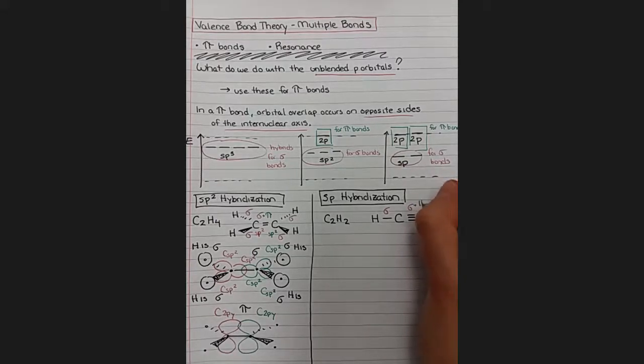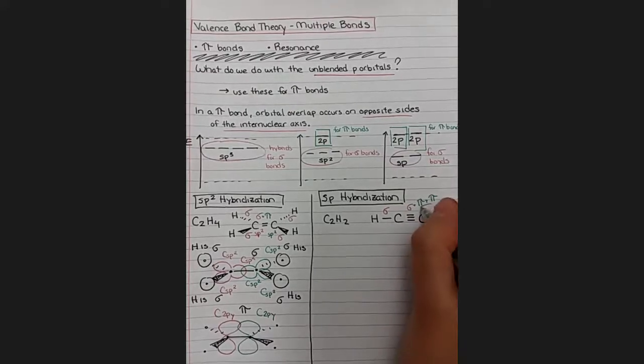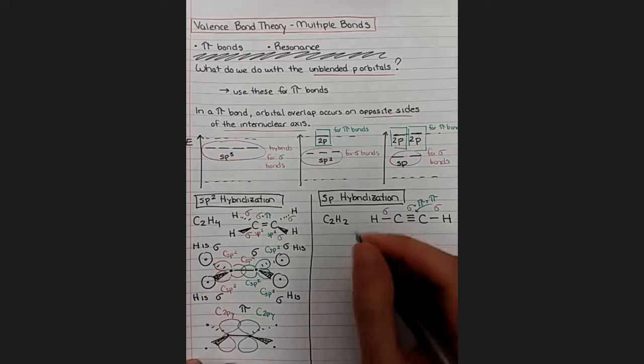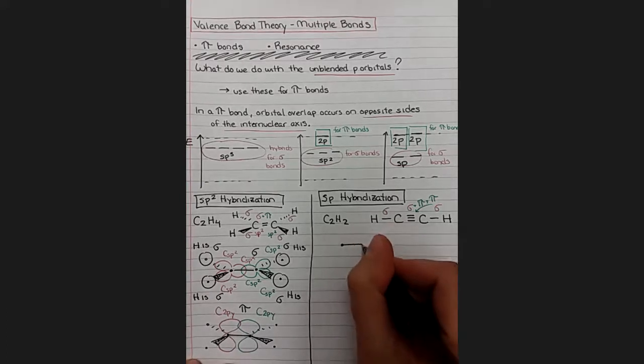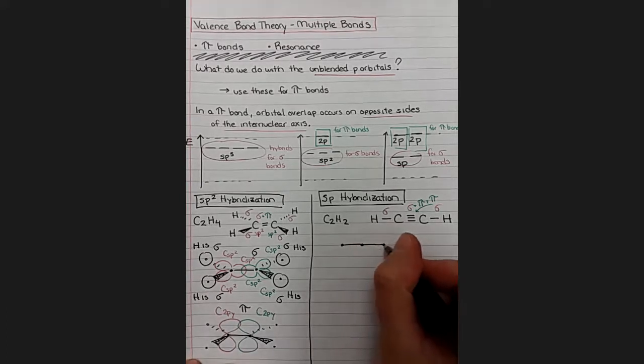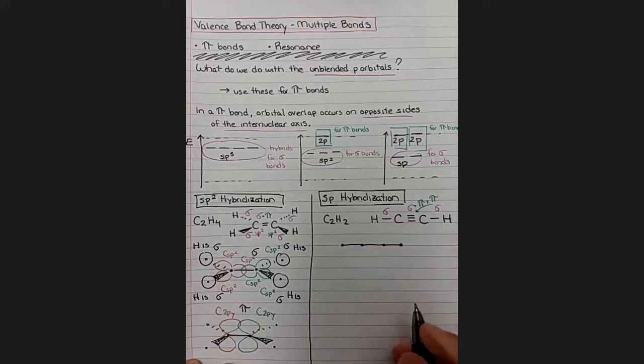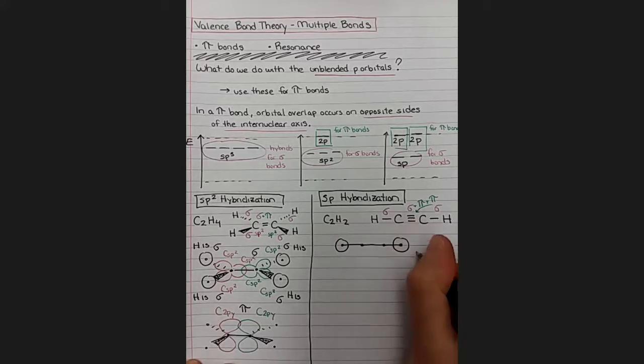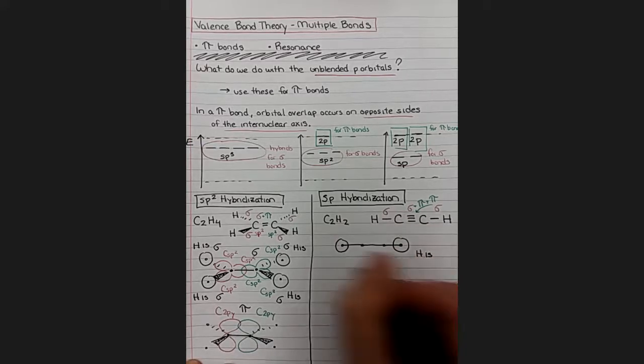So there's going to be a sigma, a pi, and another pi bond in between those two carbons. So there's going to be two pi bonds in this case. So let's draw the orbital overlap for this picture. So again, the hydrogens only have one orbital to use, their 1s orbital.